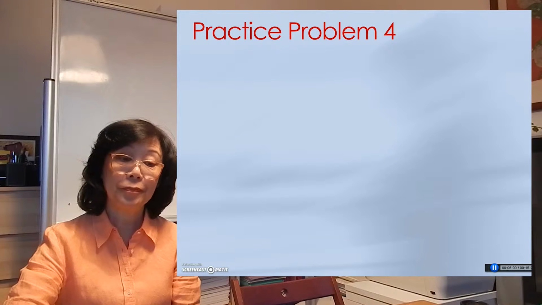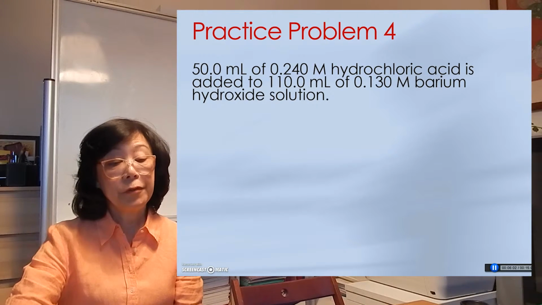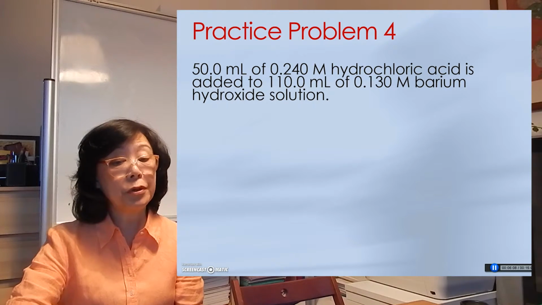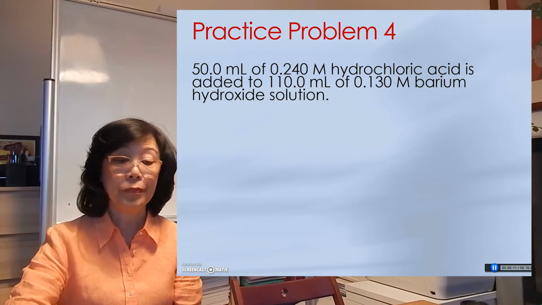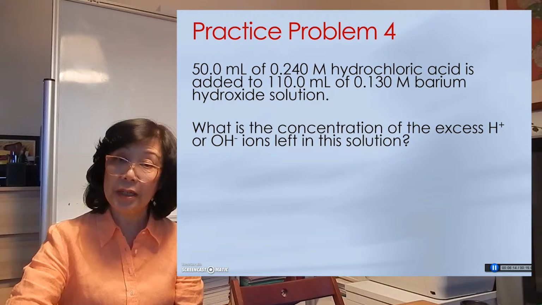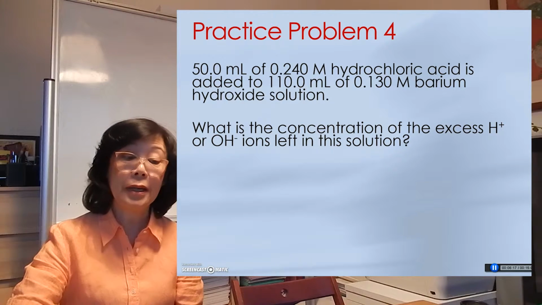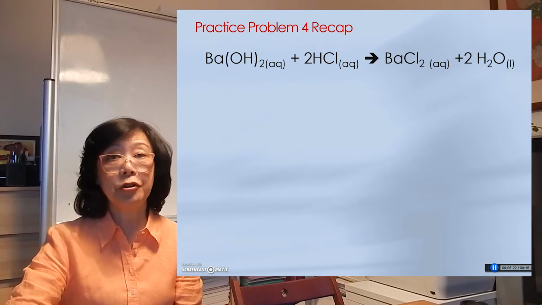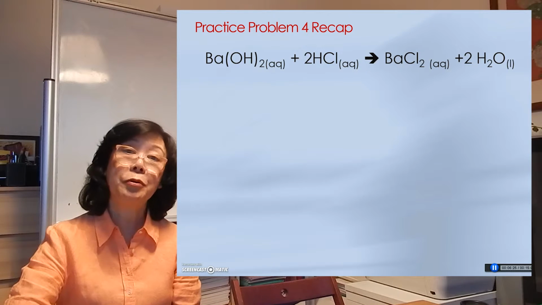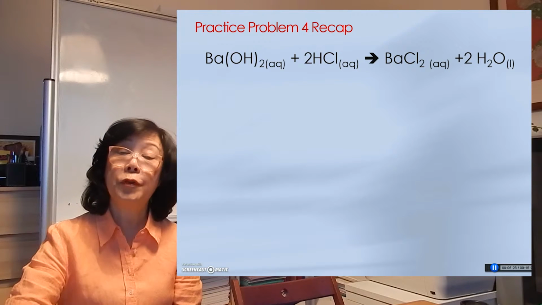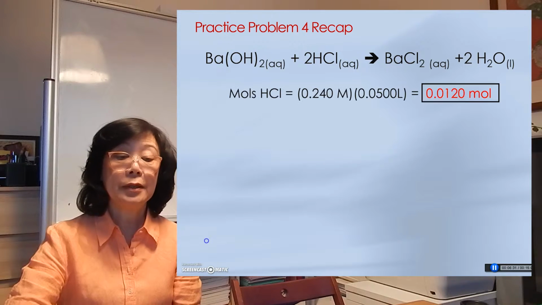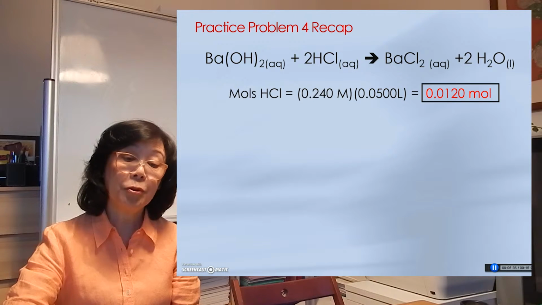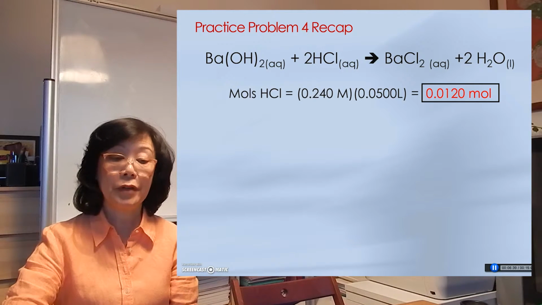Practice problem number 4. Now I have 50 milliliter of 0.24 molar hydrochloric acid added to 110 milliliter of 0.13 molar barium hydroxide solution. What is the concentration of the excess hydrogen ion or hydroxide ion left in the solution? First, I write a balanced equation to show 1 mole of barium hydroxide will react with 2 moles of hydrochloric acid to form 2 moles of water liquid. Now let me calculate moles of hydrochloric acid, taking molarity times volume. I now have 0.0120 mole of HCl.